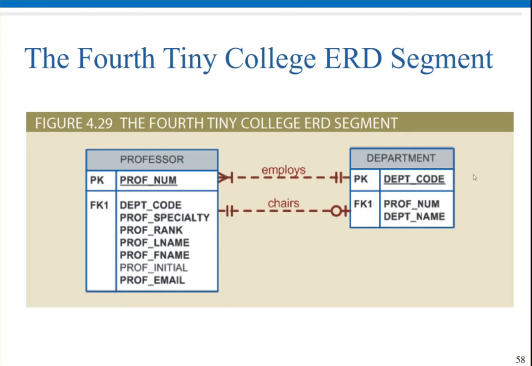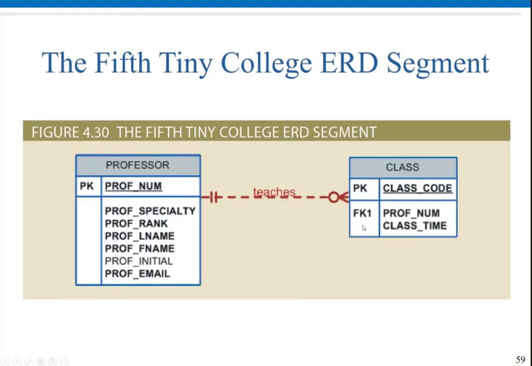And again, a department has to have a chair. So you're going to have one and only one professor as a chair. However, a professor can be a professor and not a chair of a department. Therefore, it's zero. However, if he's a chair, he can only be the chair of one department.